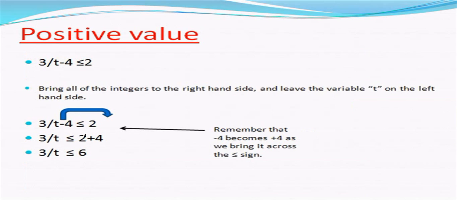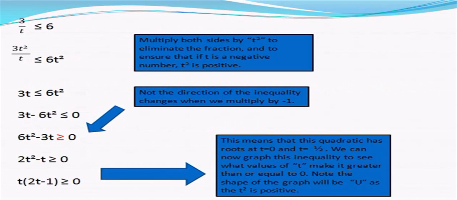Right, so let's take a look at the positive value part of the question first. What we want to do is isolate t. So we'll bring the variable t to the left hand side, and we'll bring all the integers to the right hand side. That means we need to bring minus 4 across to the other side of the inequality sign, which changes it to plus 4. So we're left with 3 over t is less than or equal to 6.